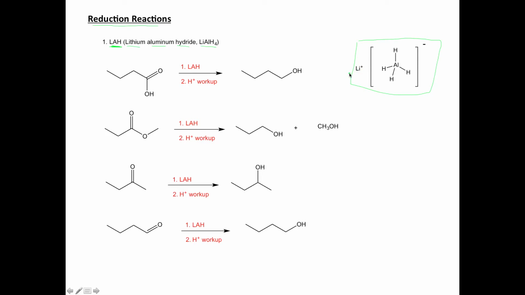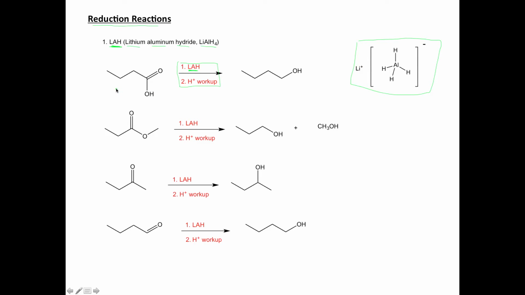Here's sort of an image of what that looks like. We have a lithium cation, and then our AlH4 molecule has a negative charge associated with it. Again, we're not going to go through the mechanism of this, but in each case we treat it exactly the same. This is a 2-step process. Step 1, you add the LAH, let the reaction occur, and then when you're done, you do what we call an H+ workup. You treat the LAH with a little bit of acid, and here I'm just writing a generic H+, and that's really called a workup reaction. What we're doing is we're quenching any excess LAH that you have.